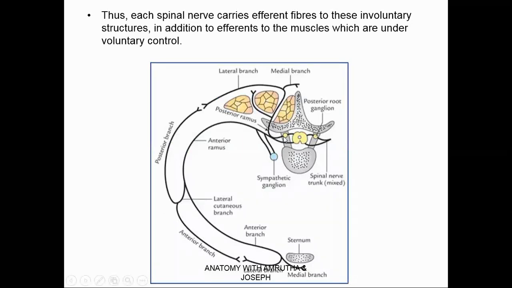This is again a picture of the spinal nerve, the dorsal and the ventral root forming the trunk of the spinal nerve, dividing into dorsal ramus and ventral ramus, with connections to the sympathetic ganglion. Each spinal nerve carries efferent fibers to the involuntary structures and also efferent fibers to the voluntary muscles. Because of the connection with the sympathetic ganglia, the spinal nerve gets an extra contribution from the autonomic nervous system, where it can control the involuntary actions.